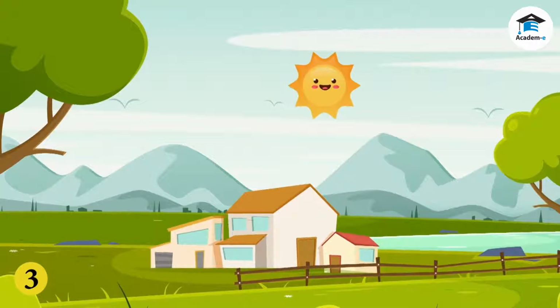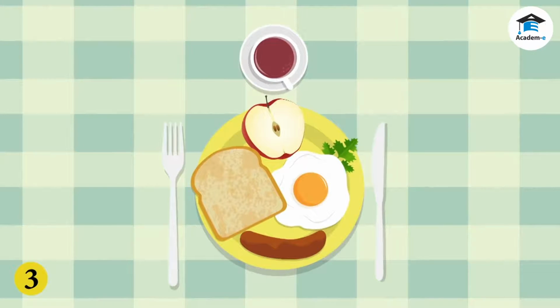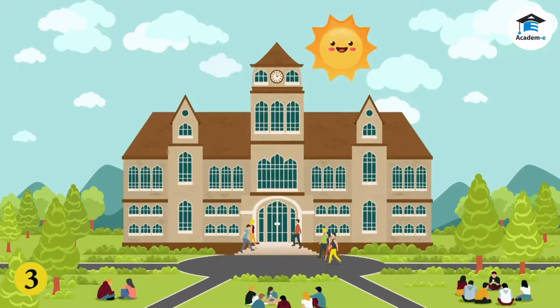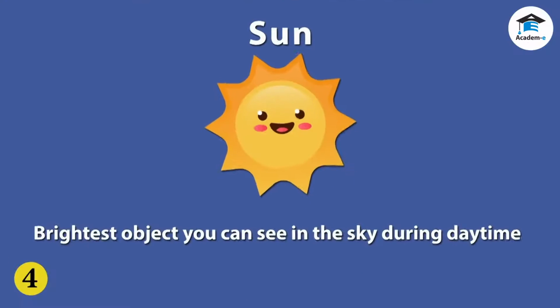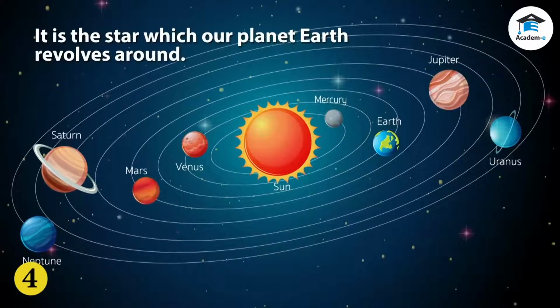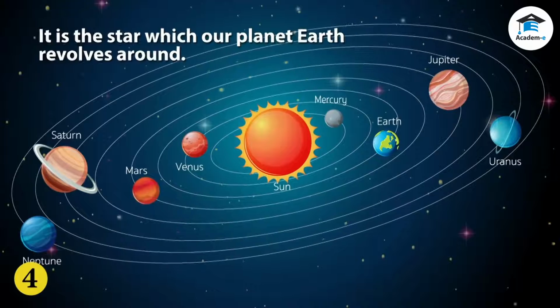Every day, you wake up in the morning and prepare for your breakfast. Then, you go to school. What object do you see in the sky that shines brightly during daytime? Yes. The object that you see in the sky that shines brightly during daytime is the Sun. The Sun is the brightest object you can see in the sky during daytime. It is the star which our planet Earth revolves around.